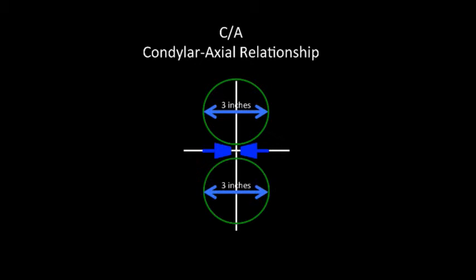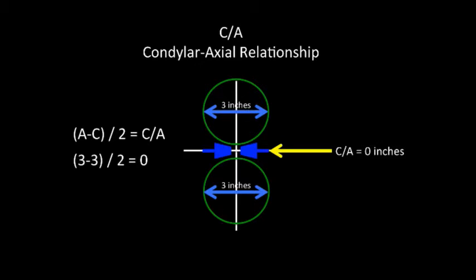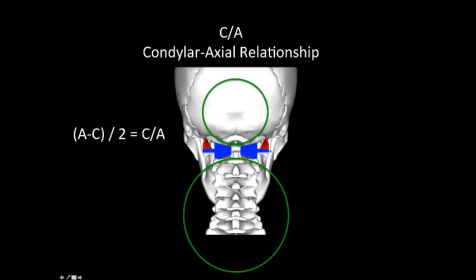Here is the 3-inch condylar circle, 3-inch axial circle. Again, 3 minus 3 divided by 2 equals 0, and we have a C over A with a value of 0. So what that means is we don't want to come in from above that or below that. In order to get the force equally distributed into the condylar circle and the axial circle, you would deliver a force at 0 inches.